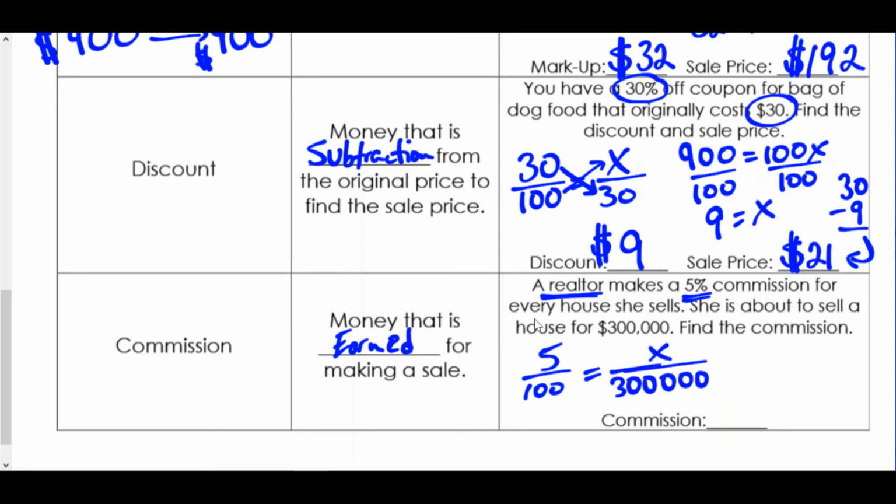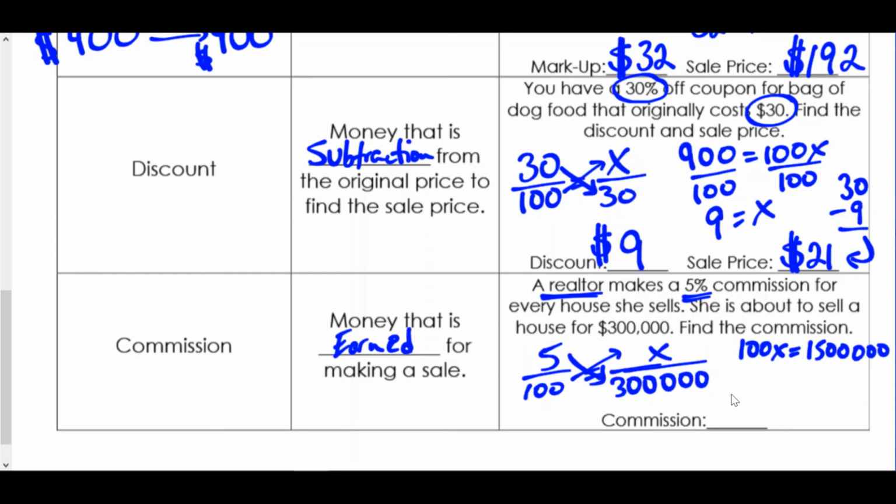So 5% out of 100 is some amount of commission out of the original amount, out of the total of $300,000. So now we're going to cross multiply again. 100x equals, that's going to be 1.5 million. So you can see I've been switching these. The 100x is on the right side of the equal sign here.